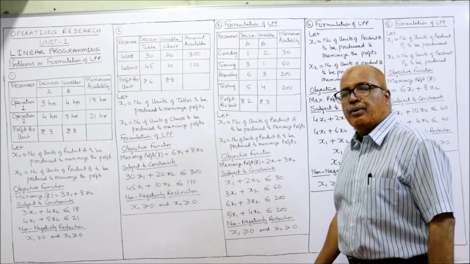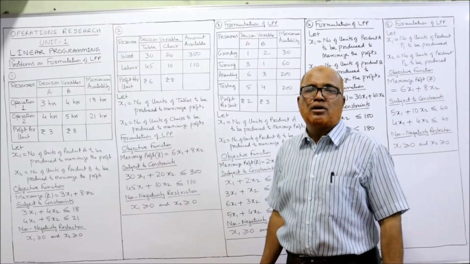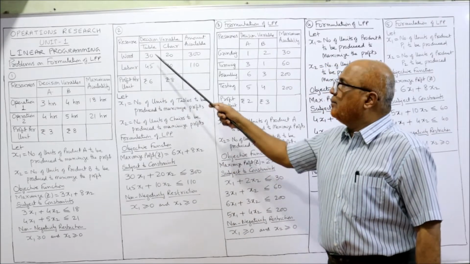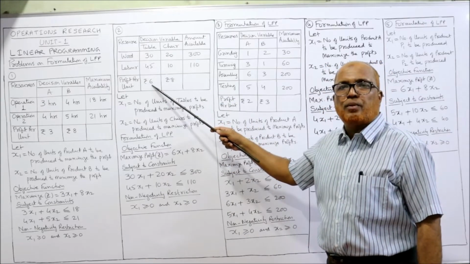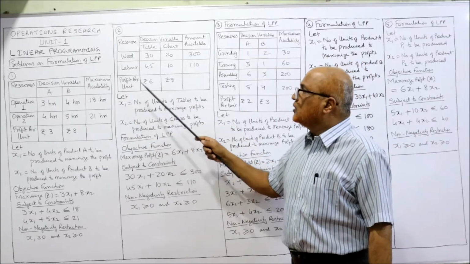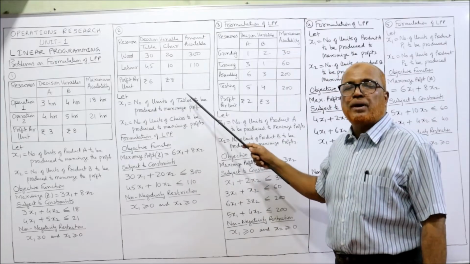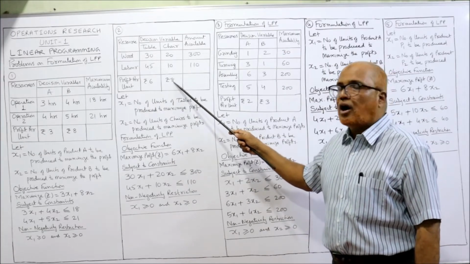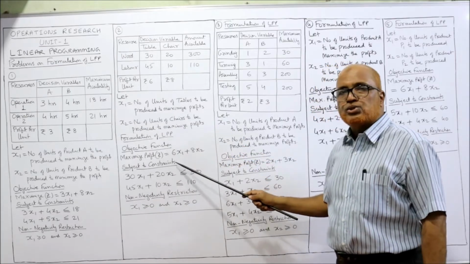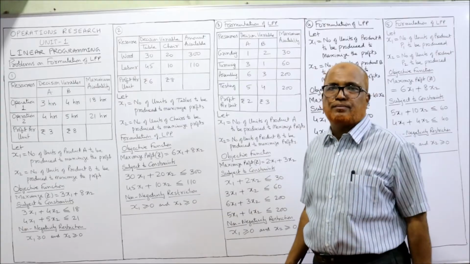Now formulation of LPP. Our objective is to maximize the profit. What is per unit profit here? 6 rupees. By making one table, 6 rupees is the profit. And how many tables are we making? x1 tables. So 6 into x1, 6x1. How much profit per chair? 8 rupees. How many chairs? x2. So 8x2. So 6x1 plus 8x2, this is the maximum profit.